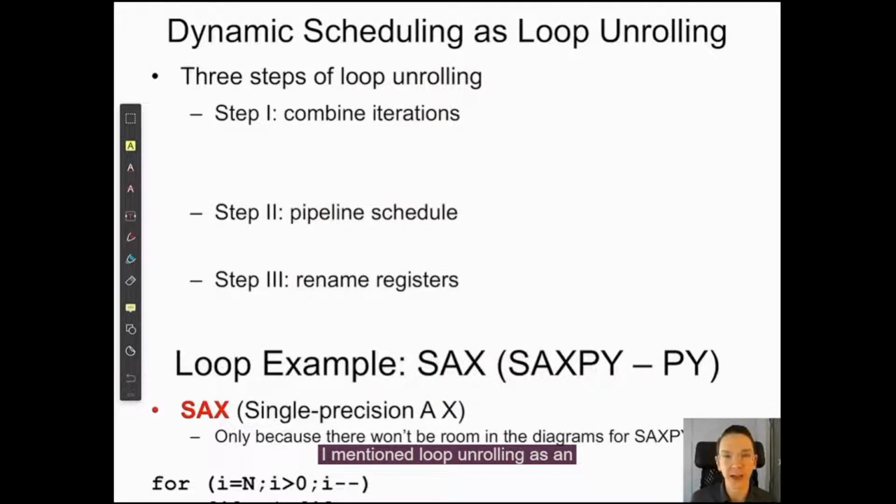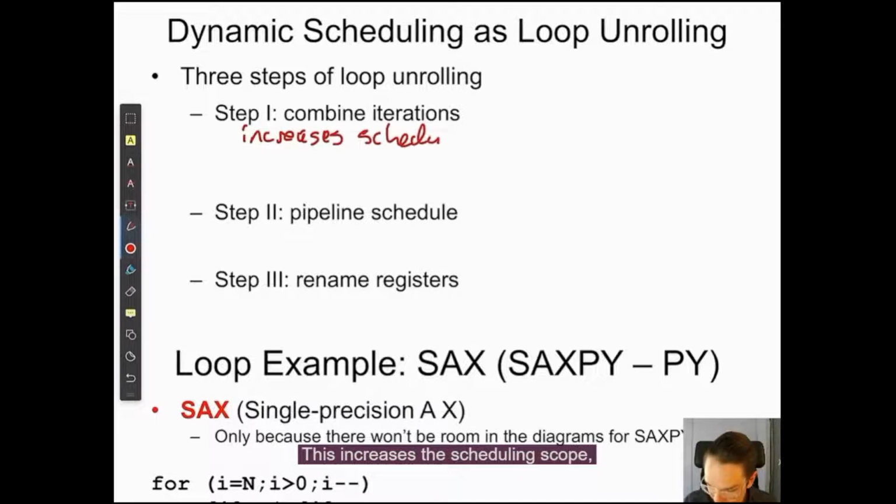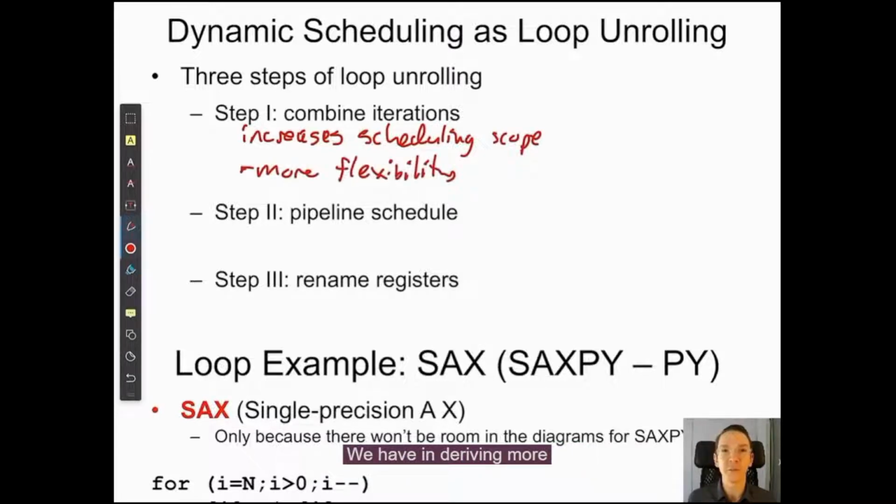I mentioned loop unrolling as an example of static instruction scheduling, so reordering instructions using information we only have at compile or development time. So loop unrolling consists of 3 main steps. In the first step, we combine the iterations of the loop, and this increases the scheduling scope, the number of instructions that we have to play around with. So the larger the scope, the more flexibility we have in deriving more efficient, higher performance, lower latency instruction schedules. So now we have a larger scope.